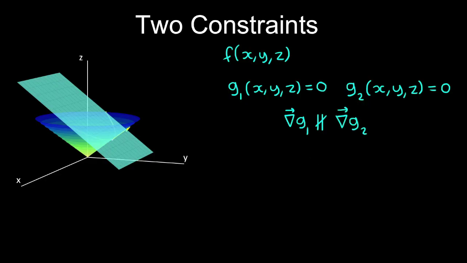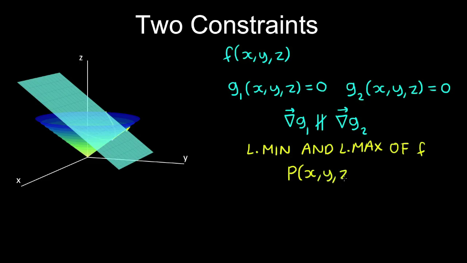Then what we're looking for are the constrained local extrema, being the local minima and local maxima of the function f, by finding the points having coordinates of x, y, and z where the function has extreme values. So these points are constrained to a curve or surface in the function's domain.